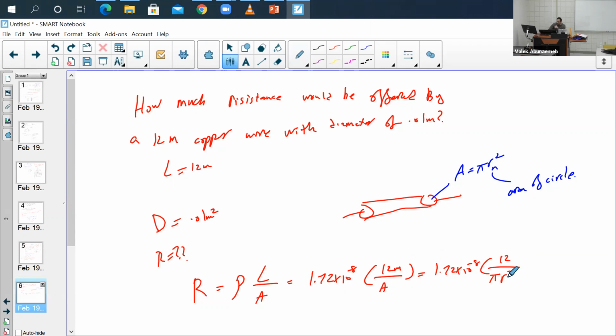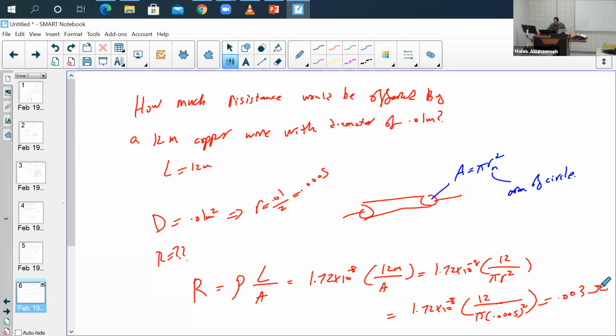R is going to be 1/2 of this. So R is going to be 0.01 divided by 2, which is going to be 0.0005. So we get 1.72 times 10 negative 8 times 12 divided by pi multiplied by 0.0005 squared. Plug it in. And you should get 0.003 ohms.